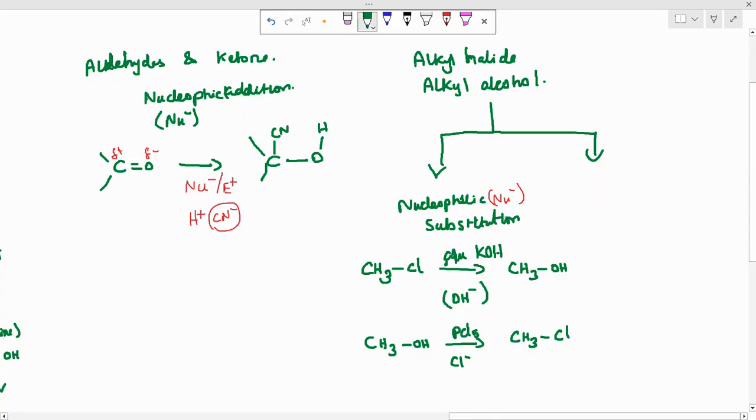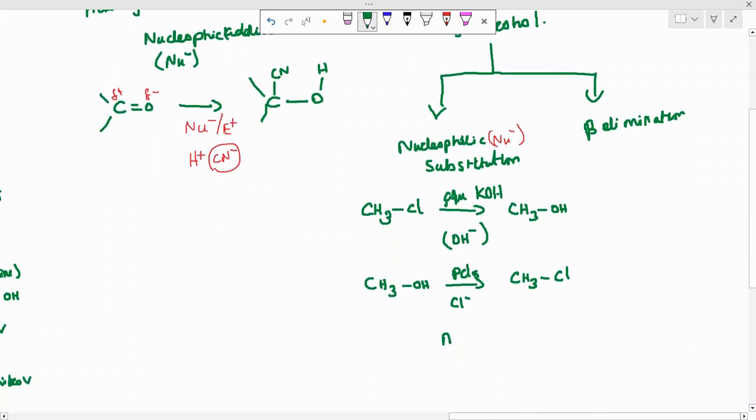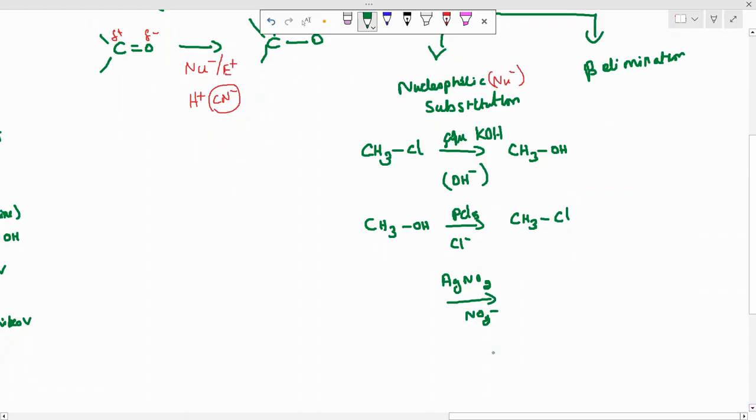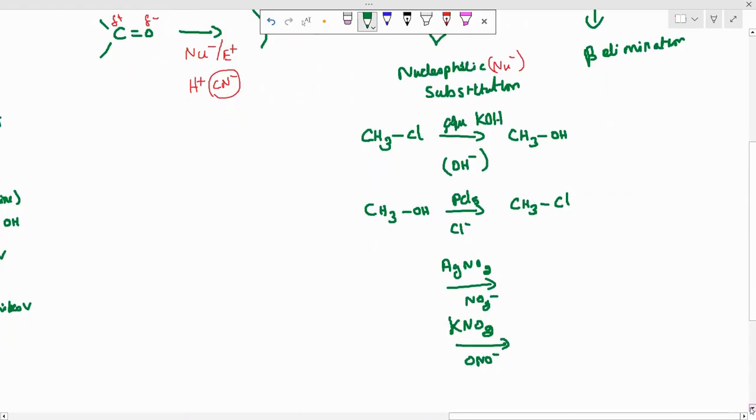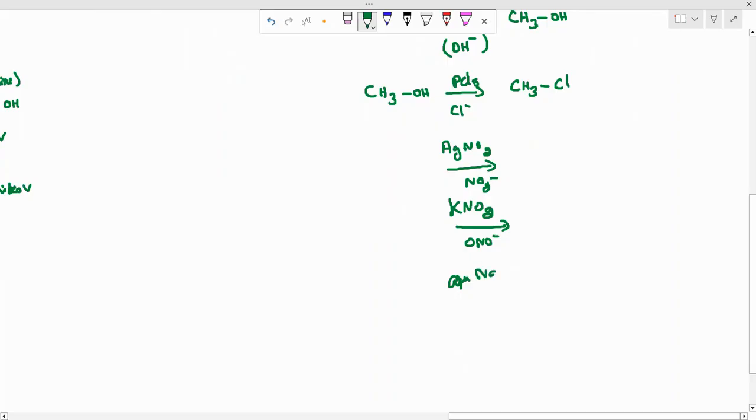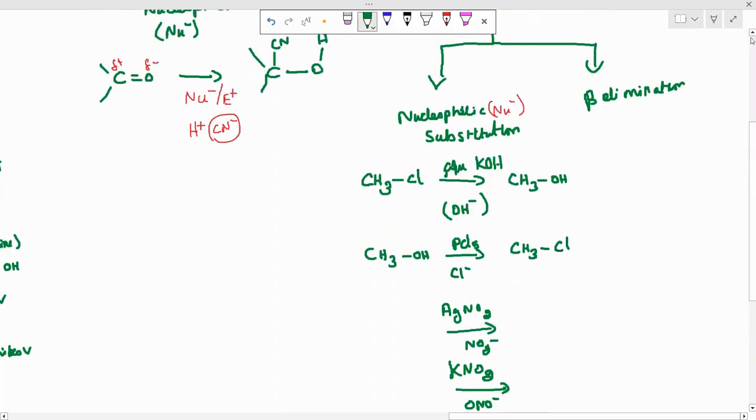Another kind of reaction will also be there. That is called beta elimination. In beta elimination reactions, you do not need to bother much. In nucleophilic substitution, so many reagents are there to produce the nucleophile. For example, if you have added PCl5, Cl minus will be produced. AgNO2 means NO2 minus nucleophile will be produced. If you are adding KNO2, then ONO minus nucleophile will be produced. And if you are adding aqueous NaOH, then OH minus nucleophile will be produced. So many kinds of nucleophilic substitution are possible, that is, so many products and so many reagents are possible.